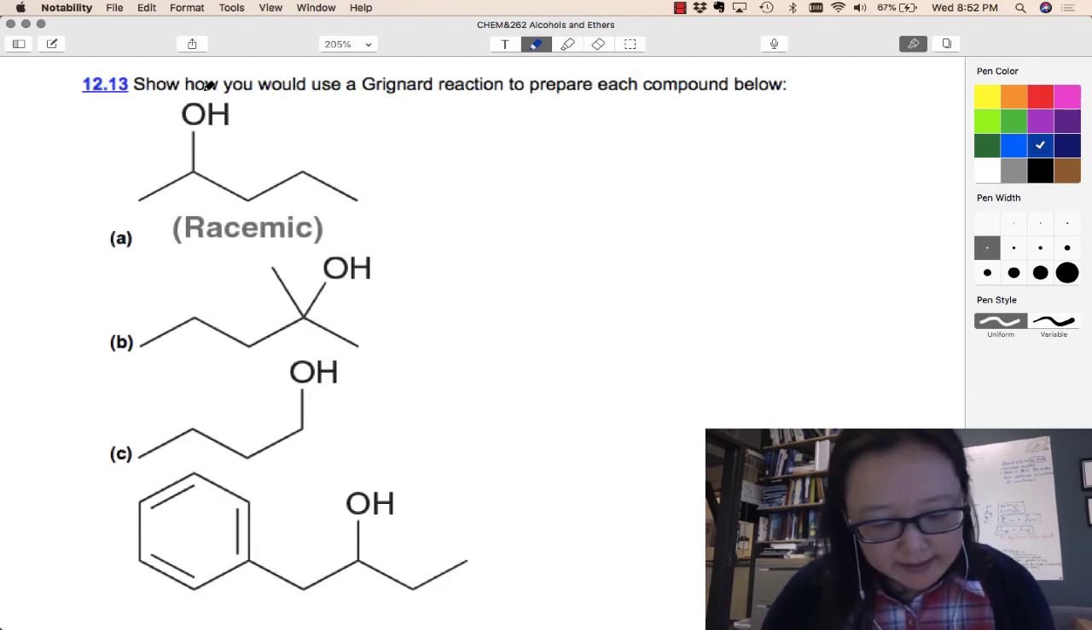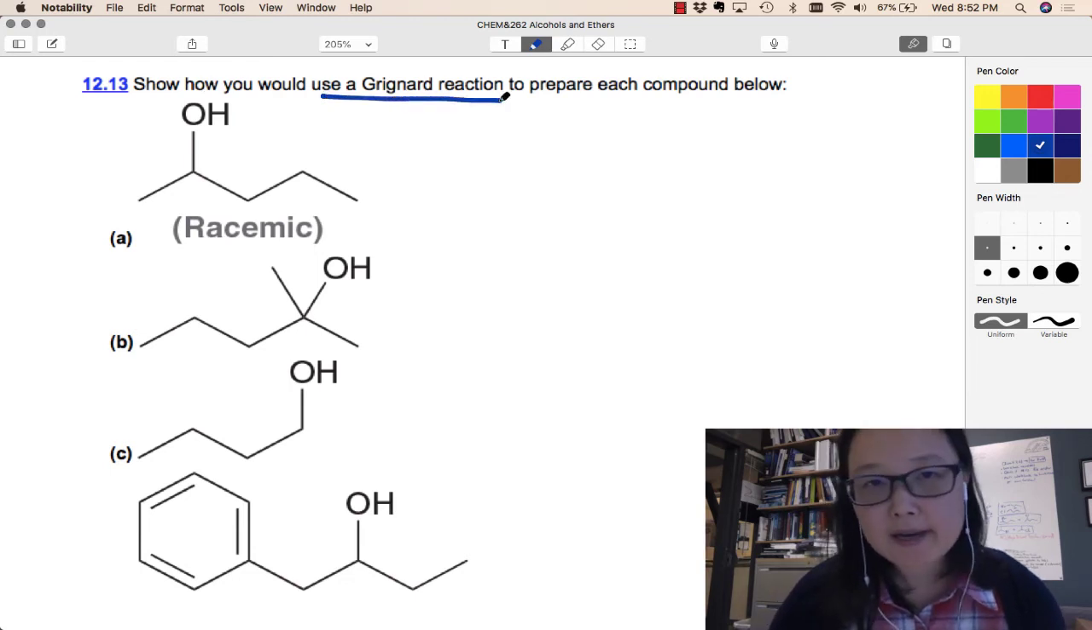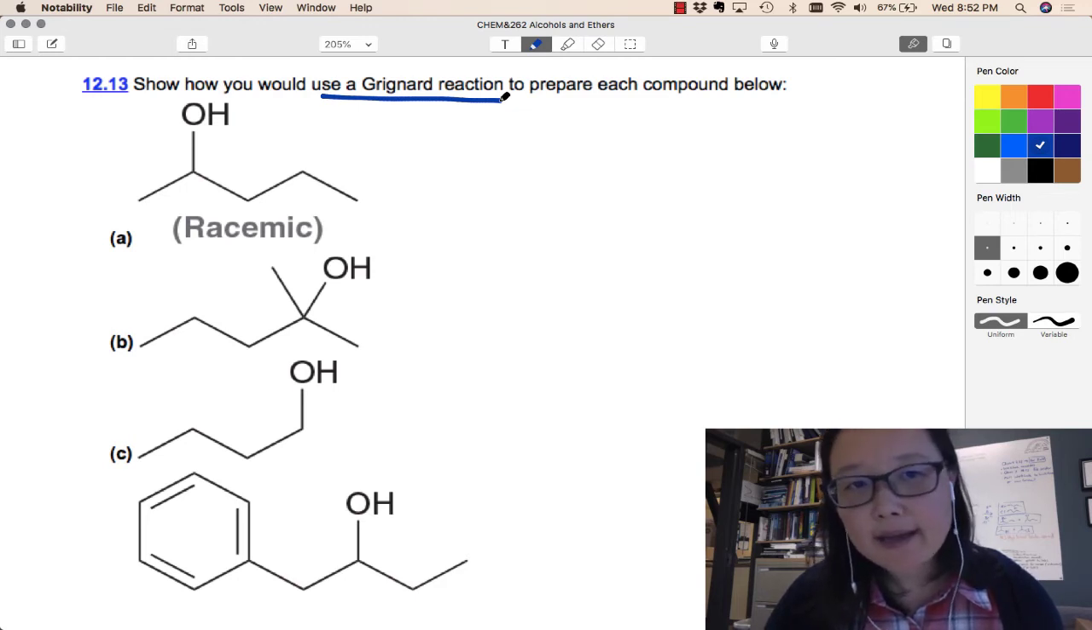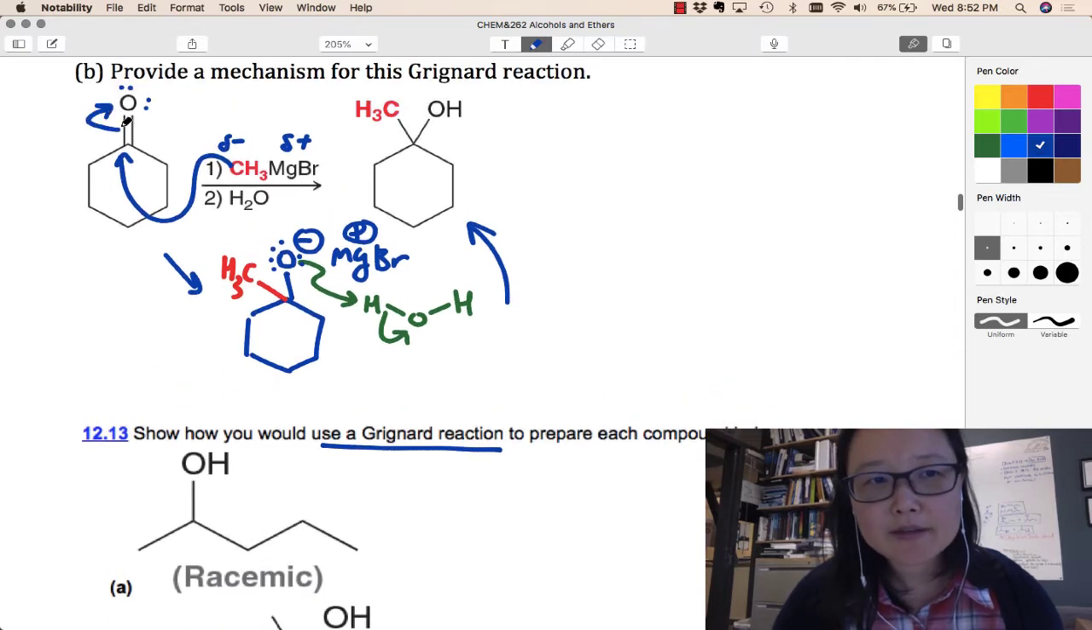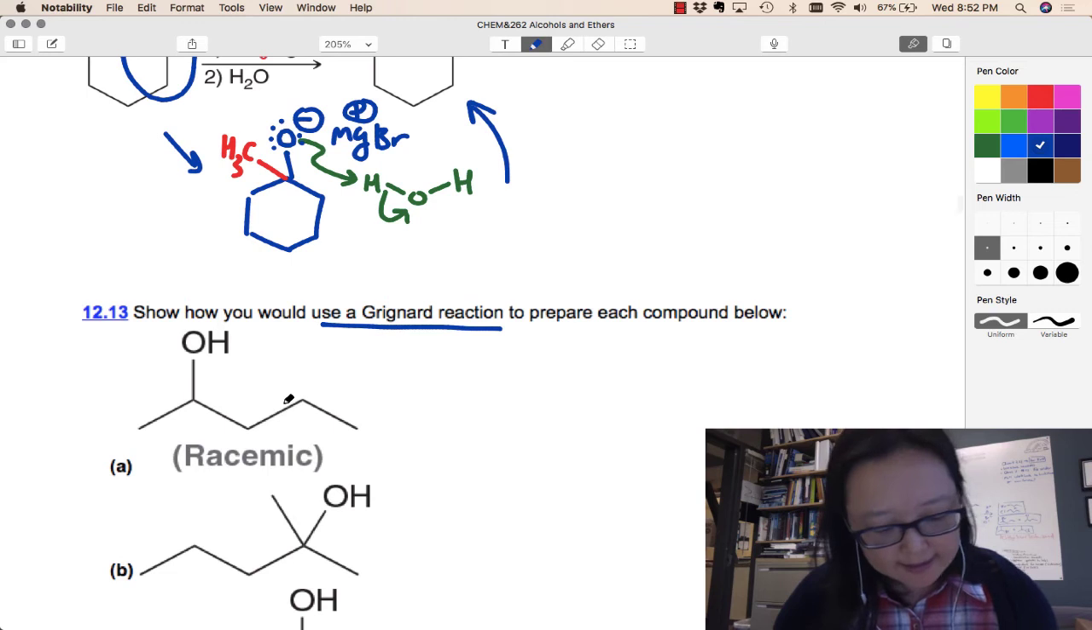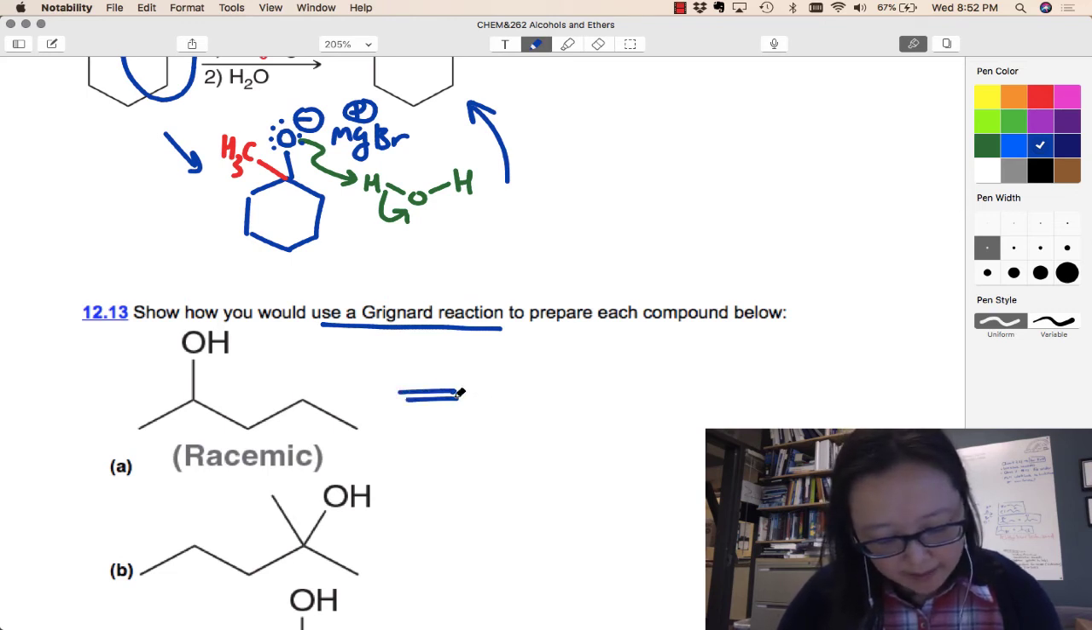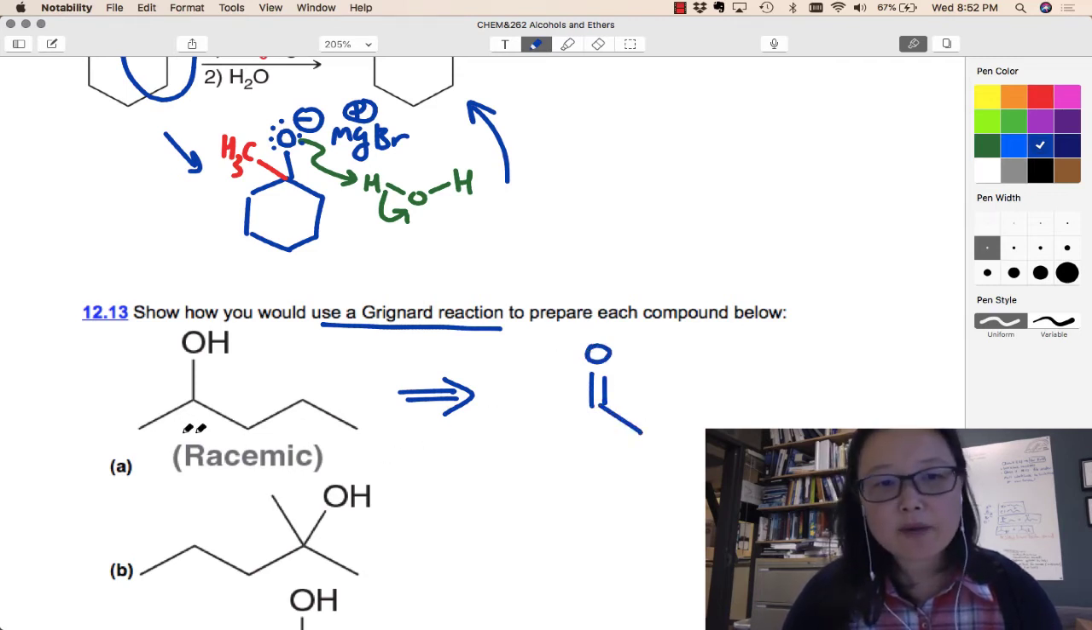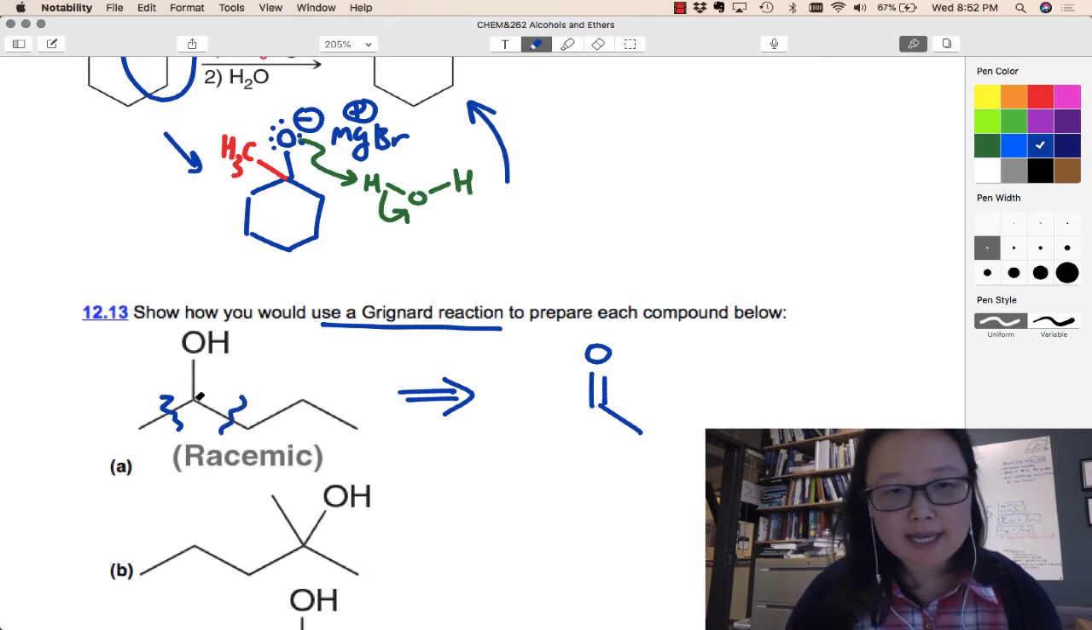Now this problem asks us to use a Grignard reaction to prepare these compounds, meaning to form these compounds. So you can use any kind of Grignard reagent. They don't specify how to make this, but they just want you to demonstrate using a Grignard reaction. So for me, I'm thinking this OH came from a carbonyl group, so I need to have a carbonyl here, and then I can decide which R group I want to add. So maybe I could have a methyl group come and attack the carbonyl, or I could have this propyl group come and attack the carbonyl.